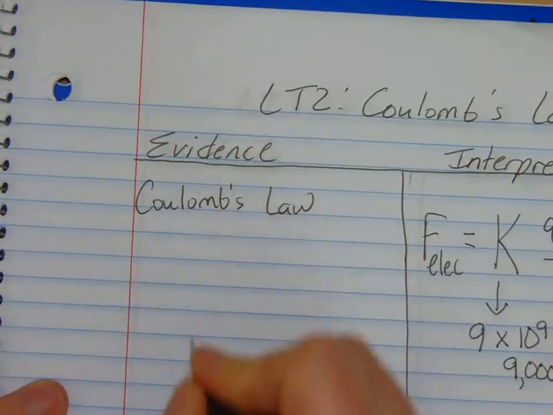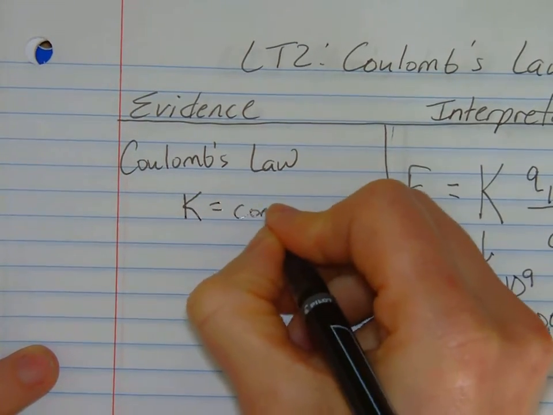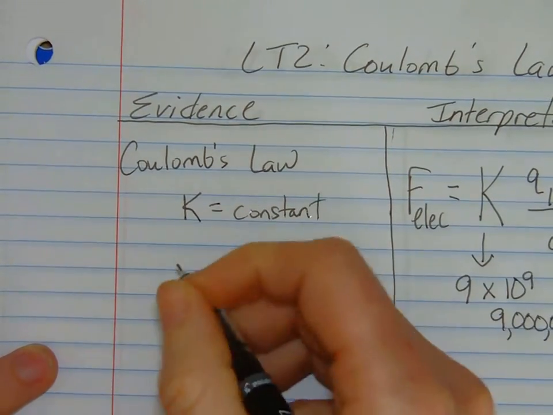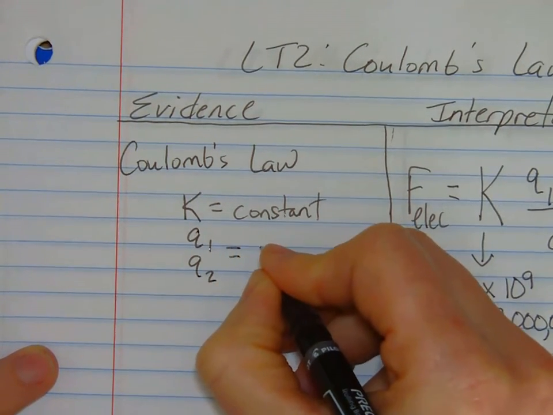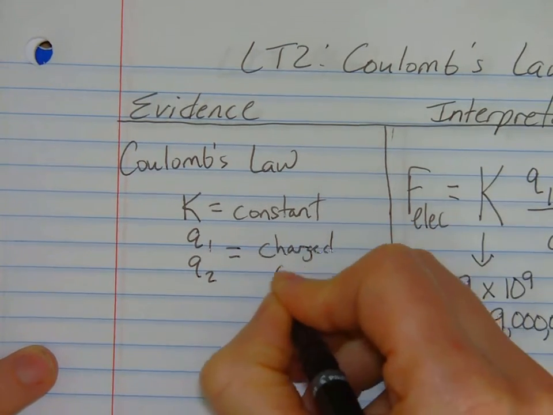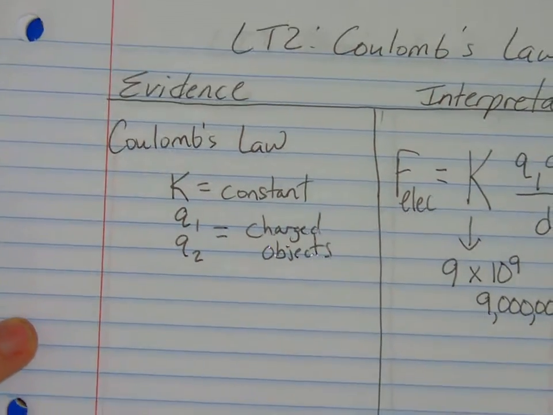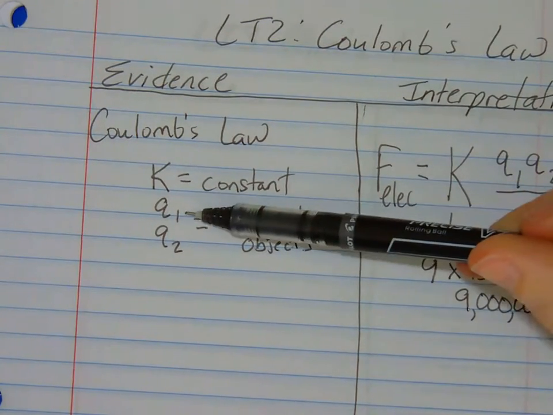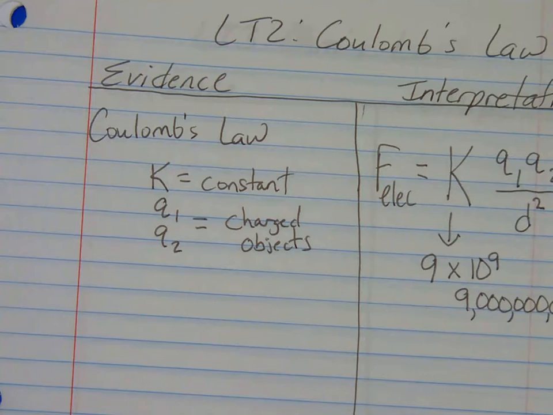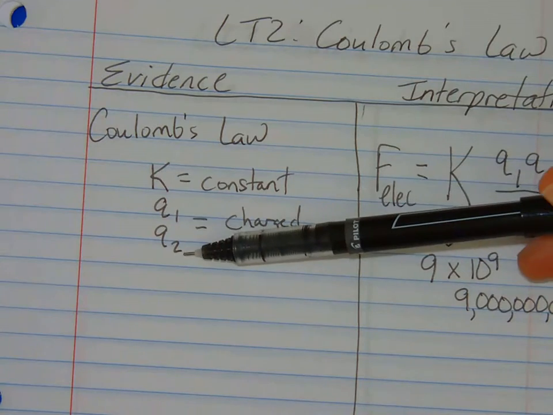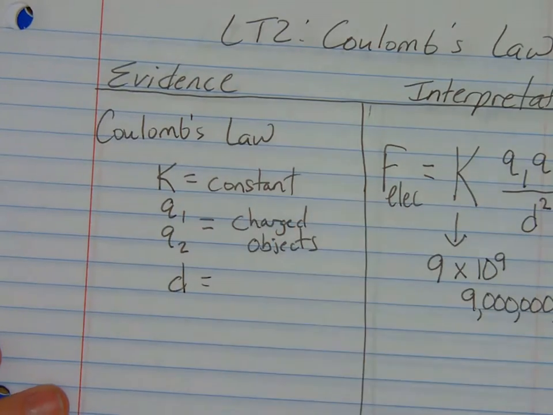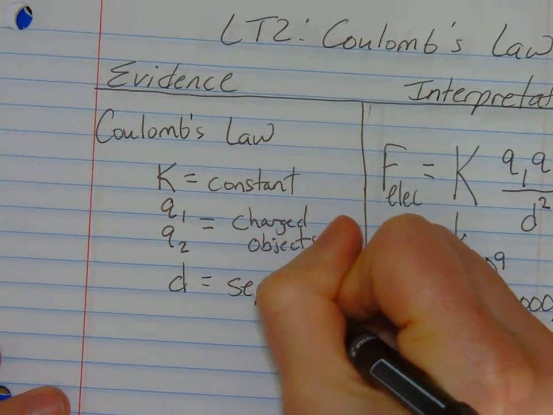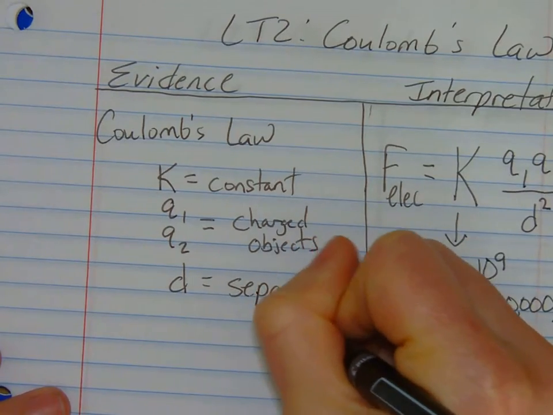So we already said, we'll put a little key over here. K is the constant, never changes. Q1 and Q2 are just charged objects. From Target 1, we did the simulation with the sweater and the balloon. Perhaps Q1 was the sweater and Q2 was the balloon, or vice versa. If we rub a balloon on somebody's head, the balloon becomes charged up and your hair becomes charged up. So maybe those are the two different objects. And then as I mentioned before, D stands for the separation distance. So how far are those two objects apart?